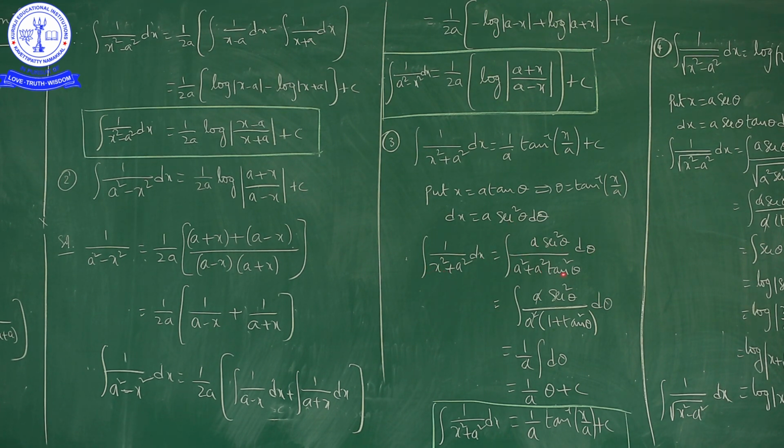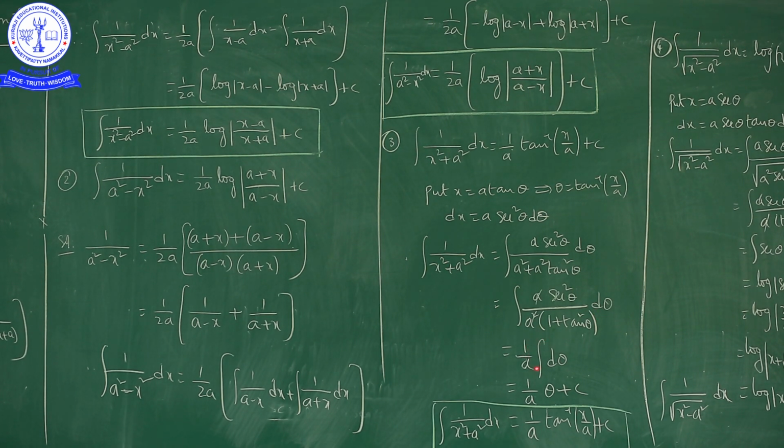x square is a square tan square theta, a square as it is, a square common in the denominator. Okay, a square into 1 plus tan square. 1 plus tan square is secant square, this secant square cancels. 1 a in the numerator, 1 a in the denominator cancel. You have 1 by a d theta, integration of 1 by a d theta, where 1 by a is a constant, I will write it outside.